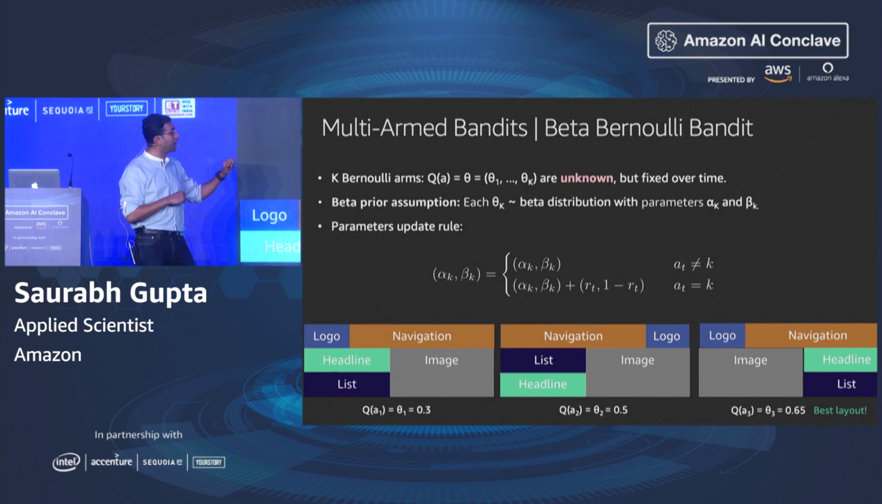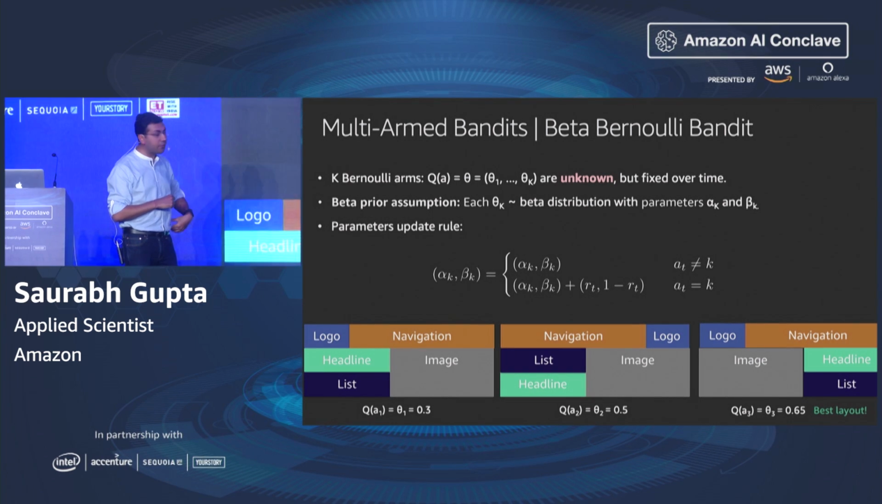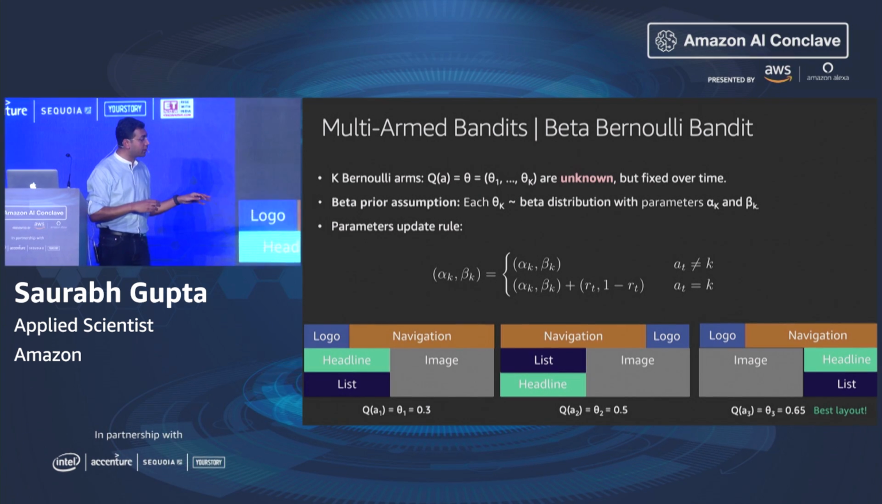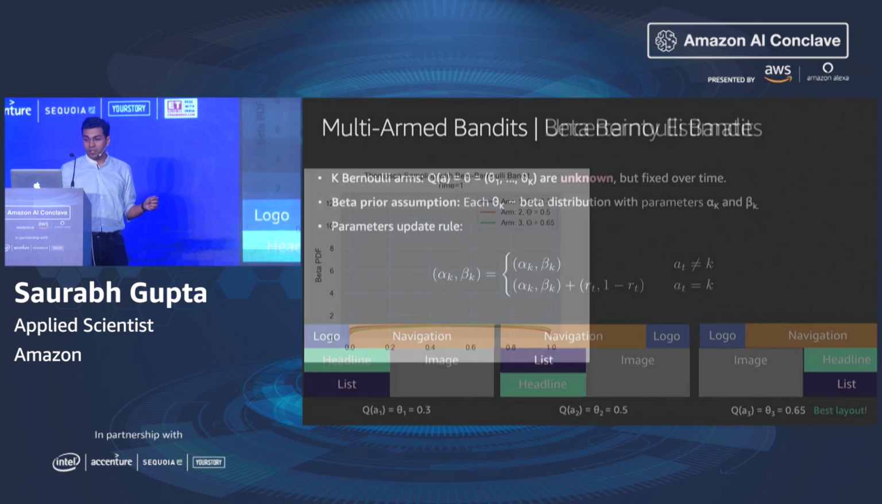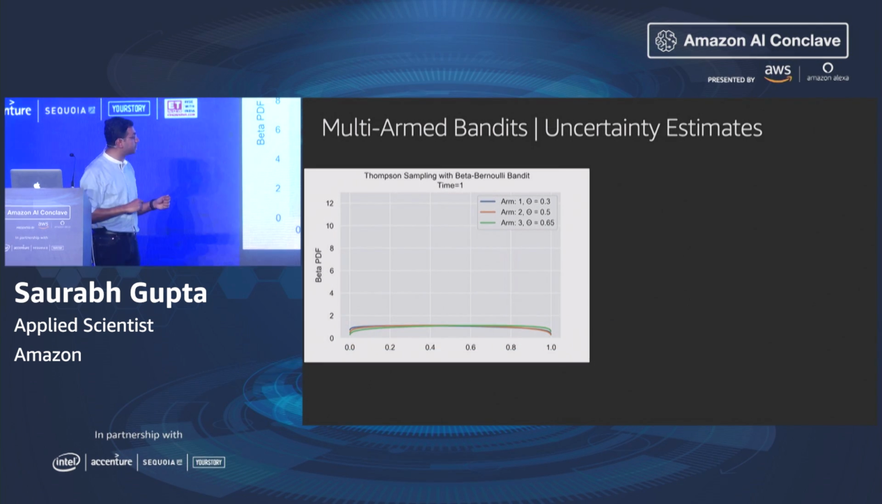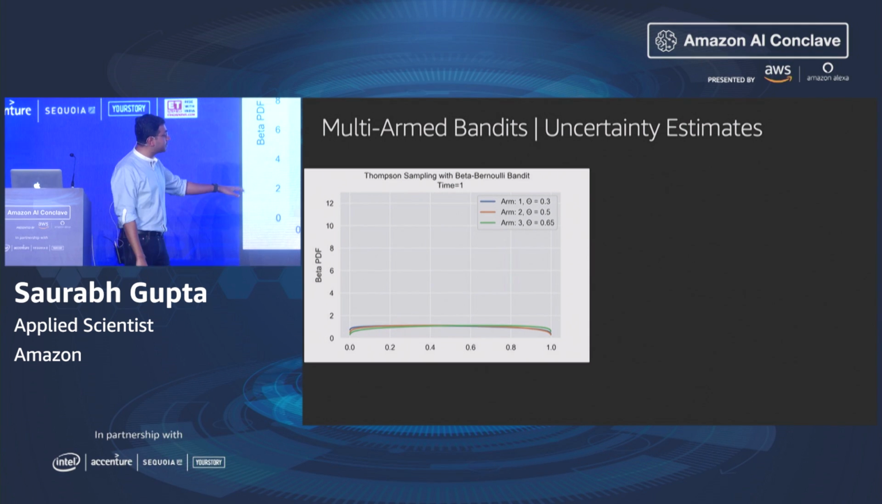And the parameter update rule is again very simple for this distribution. Basically, if we choose an action and we get a reward of 1, we'll increment the alpha for that action by 1. Otherwise, we'll increment the beta for that action by 1. So that's the update rule. That's how we keep on updating these distributions over time. Now let's see what this looks like in practice. This is the starting condition. Here, we have set alpha equal to 1 and beta equal to 1 for all the 3 arms. So these distributions are flat.